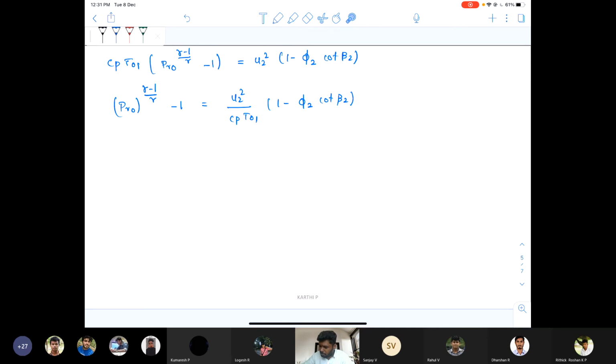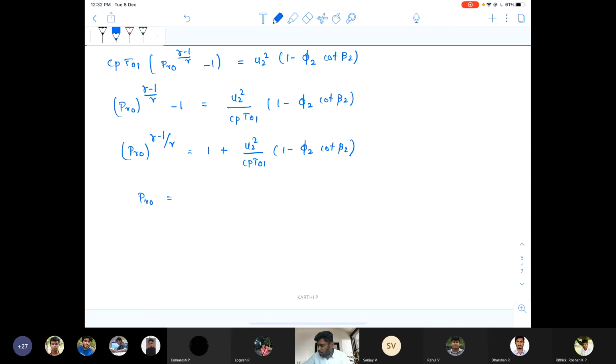Now if you move this minus 1 to the other side, you will be getting PR naught to the power of gamma minus 1 divided by gamma is equal to 1 plus U2 square divided by Cp times T01 into 1 minus flow coefficient at the exit into cot beta 2. You will be getting this equation.